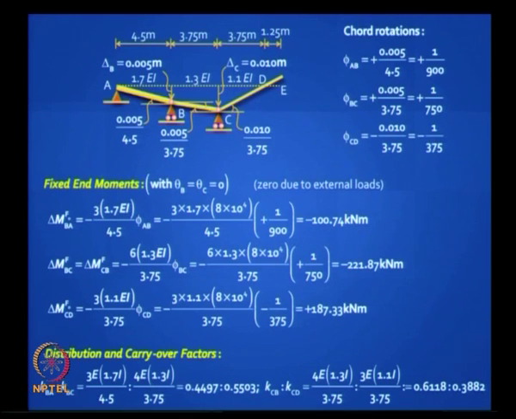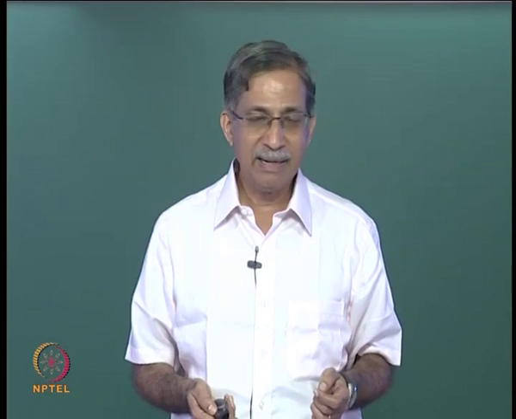You do not get clean integers here, so you can find them to as high an order of accuracy as you wish. So here I have given 4 significant figures. So I hope you know how to calculate the distribution factors at joints B and C, which is the ratio of KBA to KBC and KCB to KCD. There is a support at D. And as far as carryover factors are concerned, you do not carry over to the simple supports. So you have only a carryover from B to C and from C to B, and it is equal to half.